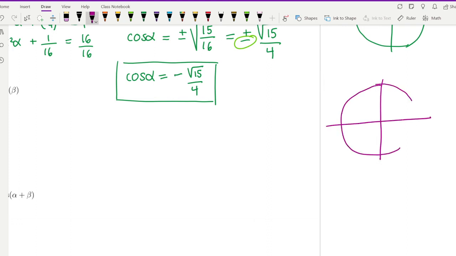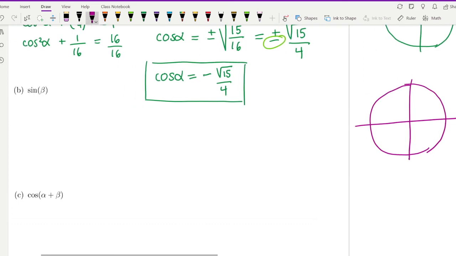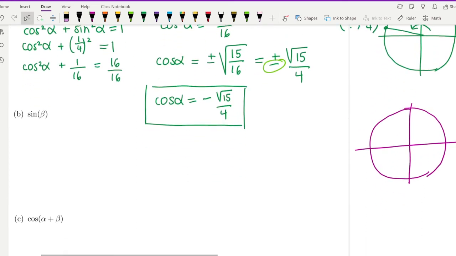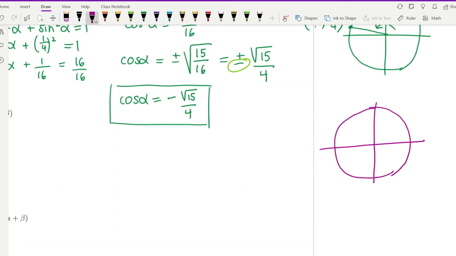Okay, so the problem tells us that cosine of beta is negative 1/3. That might look something like this, right? It's going to be an angle where the x-coordinate is negative 1/3. We do not know the y-coordinate. That's what will give us sine when we find it. So this is our angle beta.